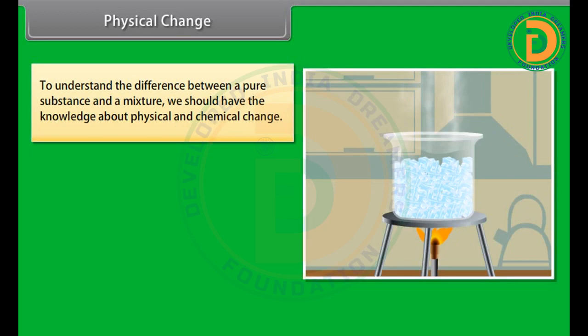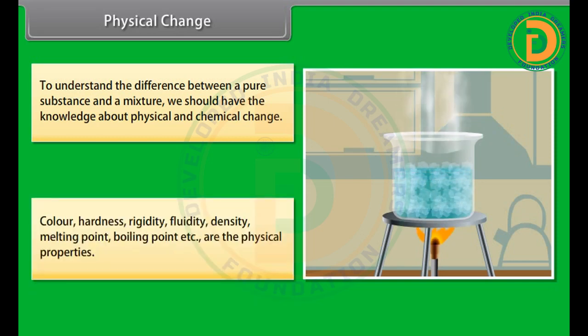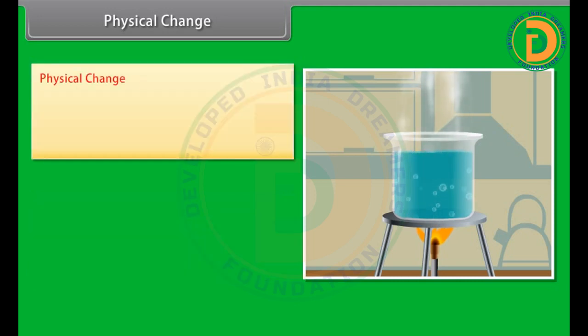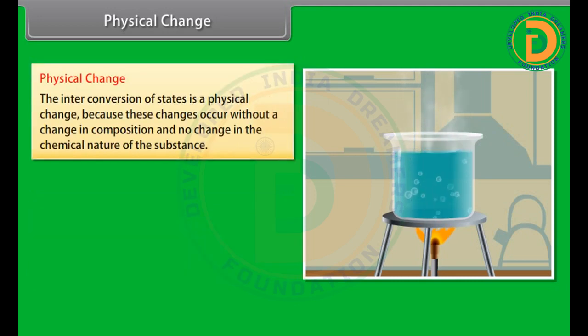Physical change. To understand the difference between a pure substance and a mixture, we should have the knowledge about physical and chemical change. Color, hardness, rigidity, fluidity, density, melting point, boiling point, etc. are the physical properties. Physical change. The interconversion of states is a physical change because these changes occur without a change in composition and no change in the chemical nature of the substance.